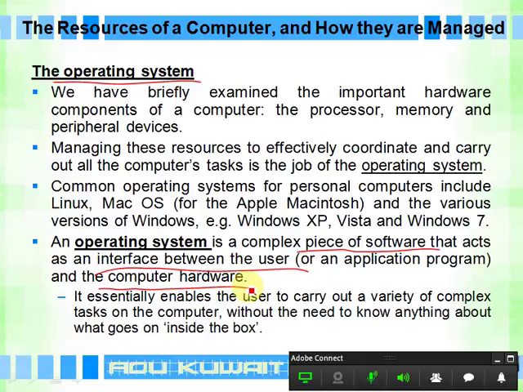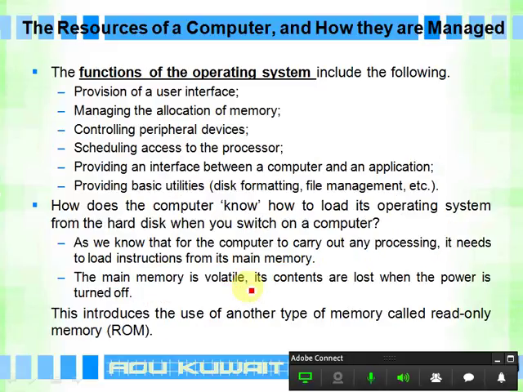It is going to do some complex tasks which are needed for you. The functions of the operating system include provision of a user interface. It means it will give you the user interface with which you can interact, managing and allocation of memory, that is, memory allocation and memory management, how to free the memory, how to allocate the memory, these things and all, controlling the peripheral devices, scheduling the access to the processor.